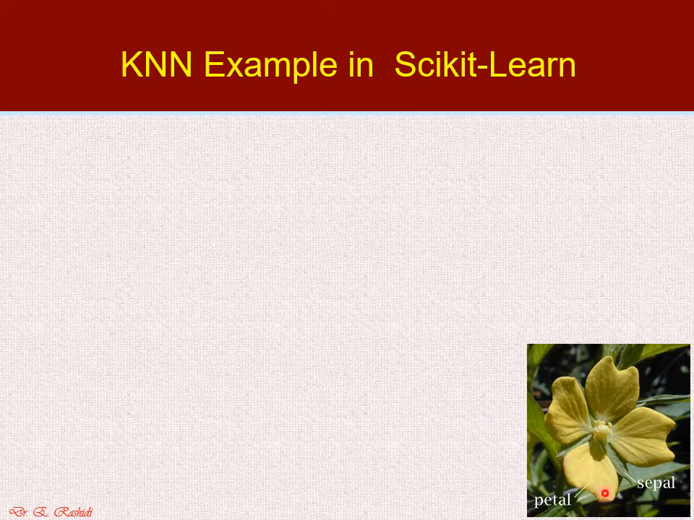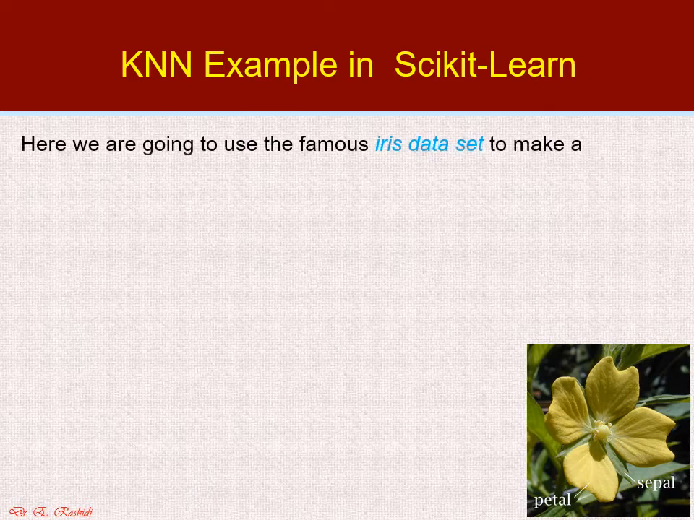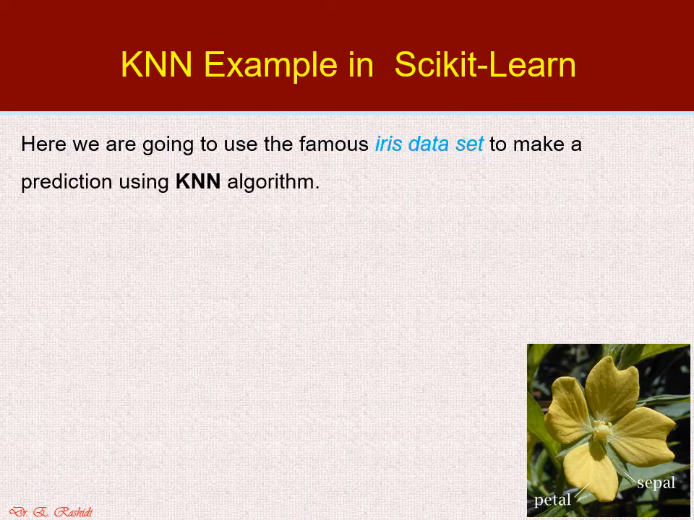If you see in this picture right here, we have the sepal, which is the green part of the plant, and we have the petal, which is the flower part. So we're going to work with the length and the width of these two variables for the data to make a prediction on the type of the plant or flower. The data set is called the iris data set.